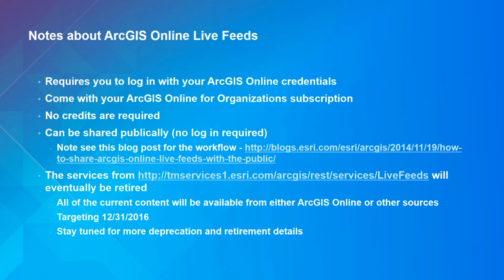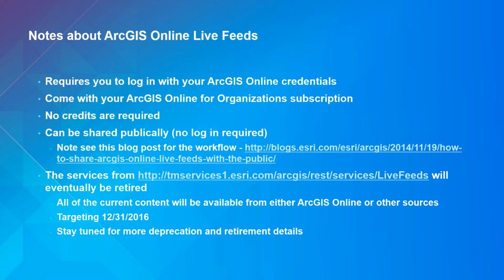So I just wanted to note a couple things about these live feeds that we've shown here. These are live feeds that are provided by hardware from the ArcGIS Online community, so you need to log in with your ArcGIS Online credentials. They just come with your subscription. There's no extra charge that's required. There's no credits that are used to access these. These feeds can be shared publicly. If you want to include this in the public information map for your jurisdiction, you can do so. And there's some instructions on how to do that in that blog post that's referenced.